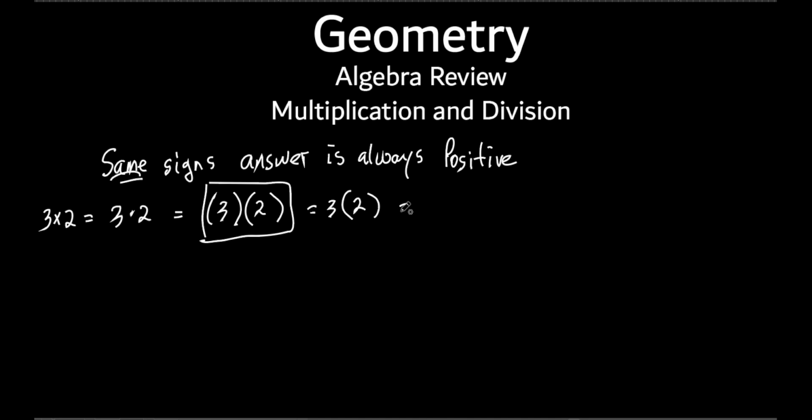But when they're both positive, what's my answer going to be? Positive 6. What if they were both negative? It's still a positive 6. So it doesn't matter which one is the bigger one with multiplication and division, does it? That's only addition and subtraction. With multiplication and division, the rules are exactly the same. So when they're the same sign, your answer is always positive. What if they were different signs?